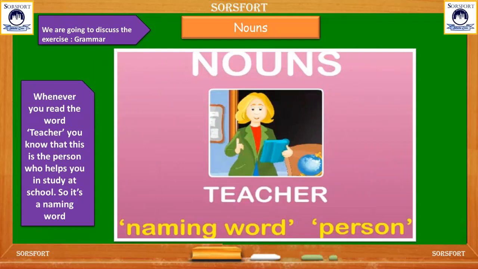You can see the picture of a teacher. This is a naming word of a person. Whenever you read the word teacher, you know that this is the person who helps you study at school. So it's a naming word. Whenever you write this word teacher in your copy or anywhere, you can understand that this is the name of a person who helps you in your school or studying.